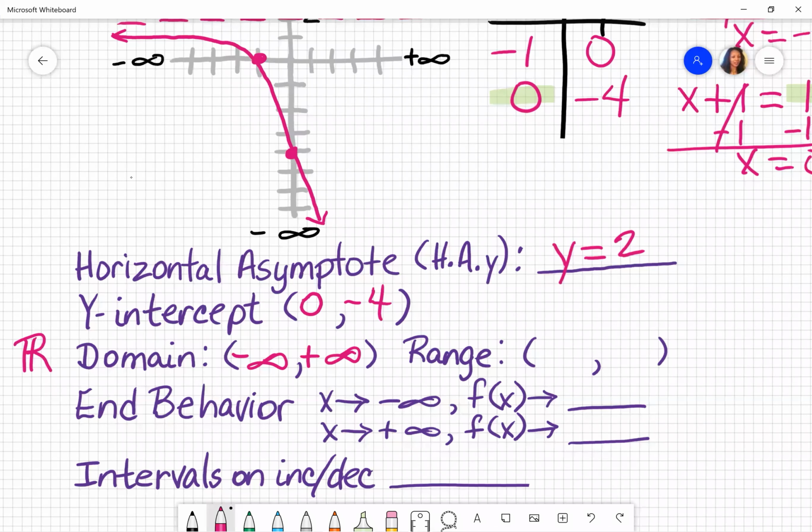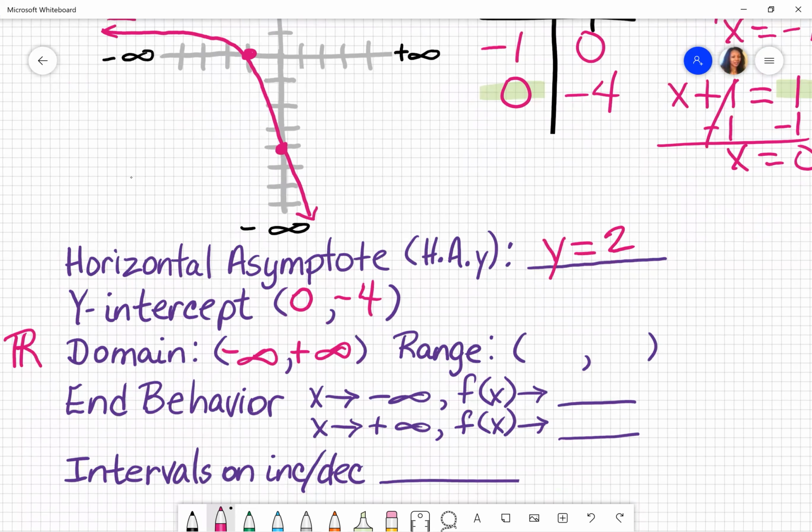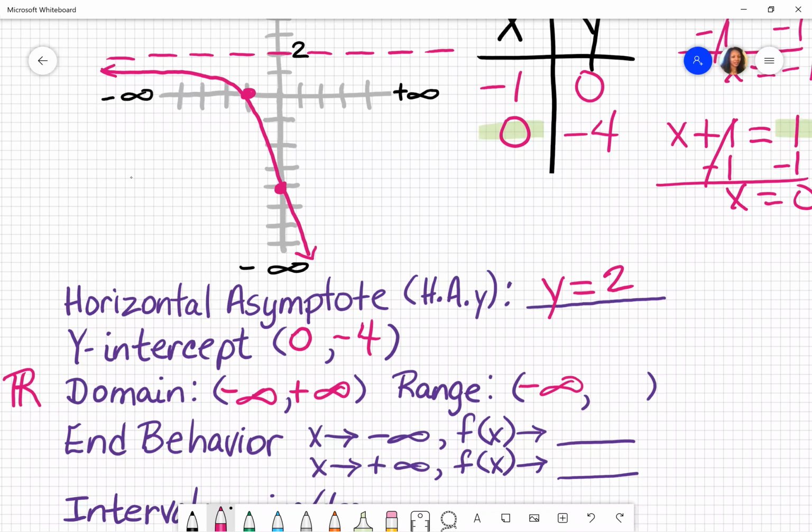Your range and end behavior can be determined if you know your horizontal asymptote and your domain. My range always goes from bottom to top. My graph starts at -infinity. It goes on forever and ever downward. But where does it stop? It has to stop at that horizontal asymptote. It doesn't touch it, but because we can't put a number that's really, really close to 2, we just put 2. If I know my horizontal asymptote, I know part of my range.